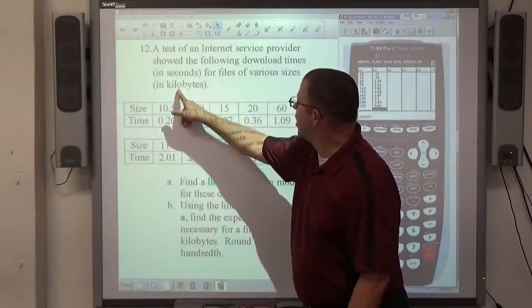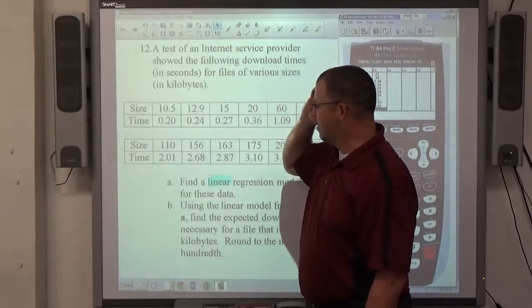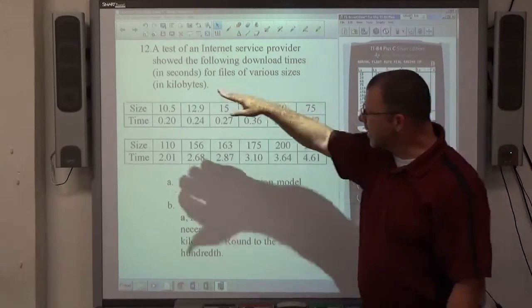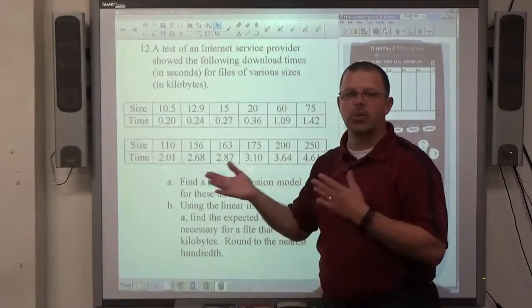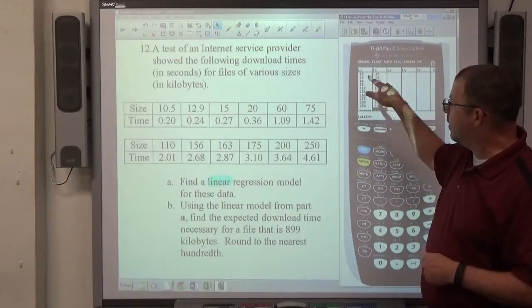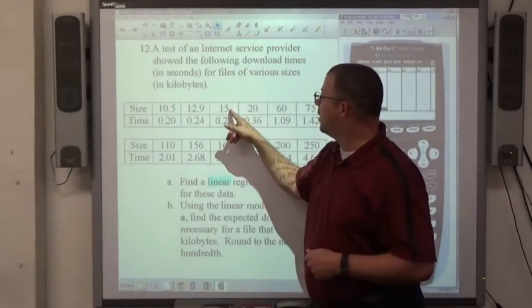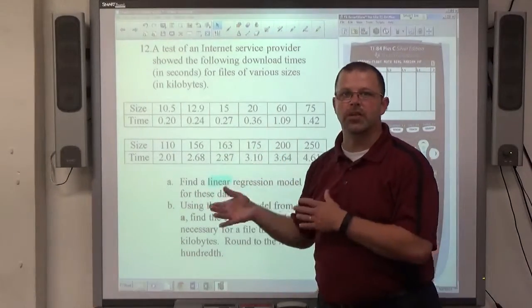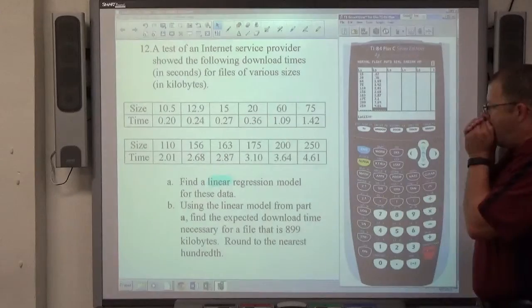The size is in kilobytes, the download time is in seconds. So if we're trying to find the linear model here, letting size represent the x-coordinate, time represent the y-coordinate, that's what I'm doing here. So if the size of the file is 15 kilobytes, it took 0.27 seconds. 156 kilobytes took 2.68 seconds to download.